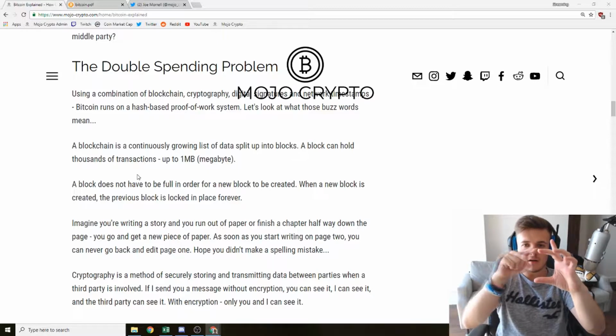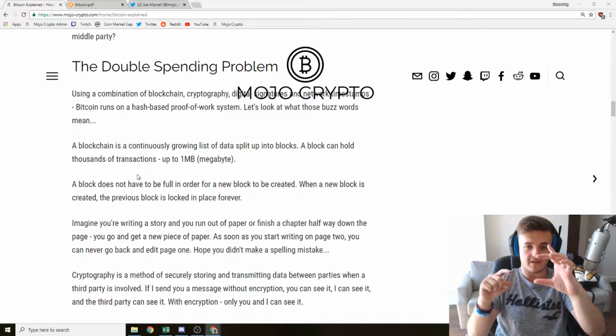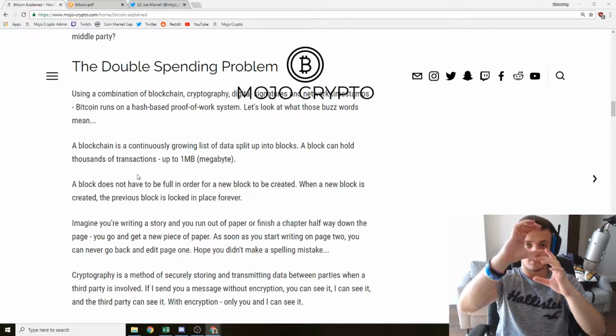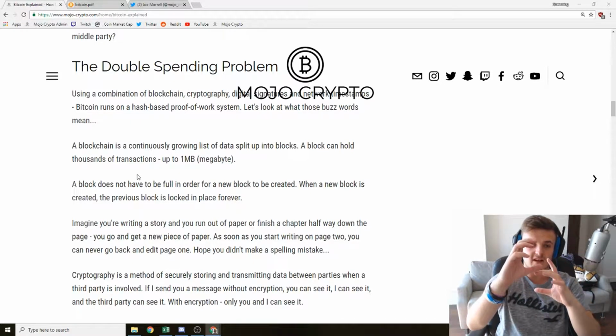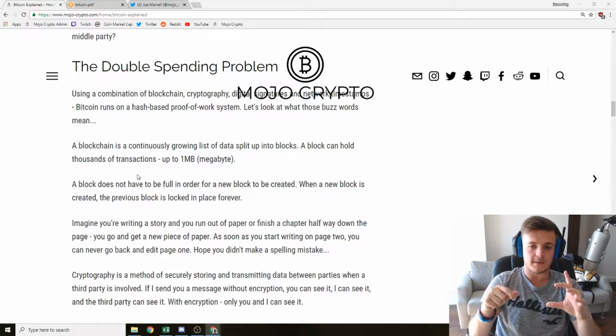When this block fills up, so when it gets to the end, when 1 megabyte of storage is filled, you move on to the next block. But a block does not have to be filled for it to move on to the next block. Now that's important. So it has a megabyte of storage, and no matter what, when that megabyte's full, it'll move on to the next block. But it doesn't have to fill out. It doesn't have to have its full capacity met.